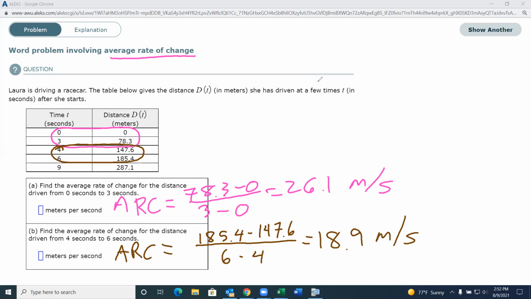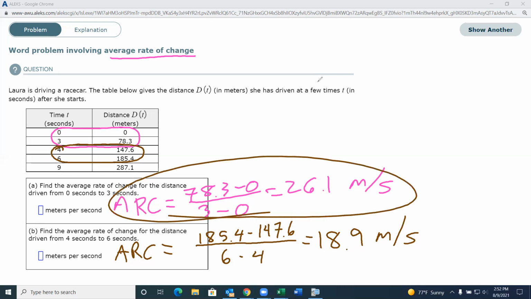So clearly the speed was not constant, which is normal. On average, the race car was going faster between the 0-second mark and the 3-second mark, versus the 4-second mark and the 6-second mark. So that's average rate of change. It just comes down to finding the slope between the two endpoints of the interval.